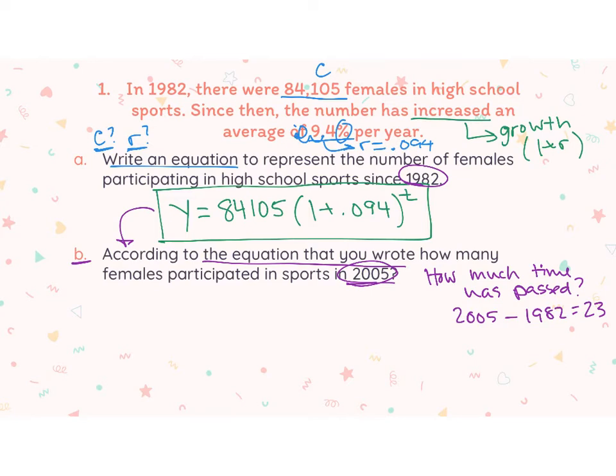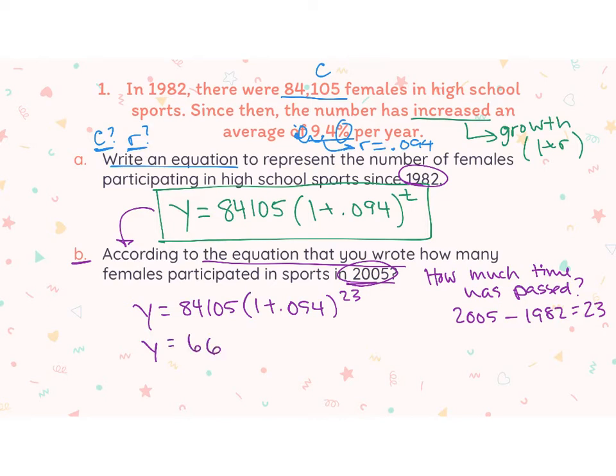So I'm going to take that 23 and I'm going to plug it in for T. I have Y equals 84,105 times 1 plus 0.094 raised to the 23rd power. Now, I can go ahead and type that whole thing into my calculator all at one time as long as I'm careful with my parentheses. So you're going to type 84,105 times, then open a parenthesis and type 1 plus 0.094, close your parenthesis, then hit the caret key, that's that little arrow pointing up, and then raise it to the 23rd power.